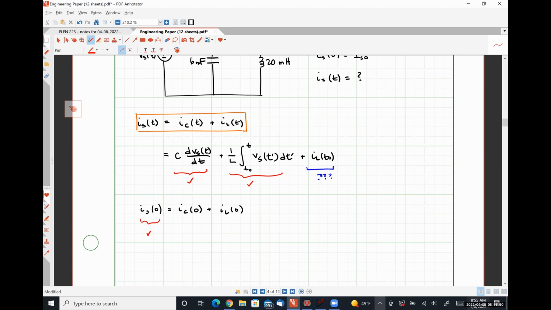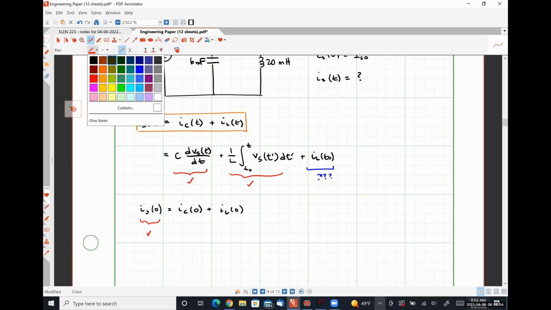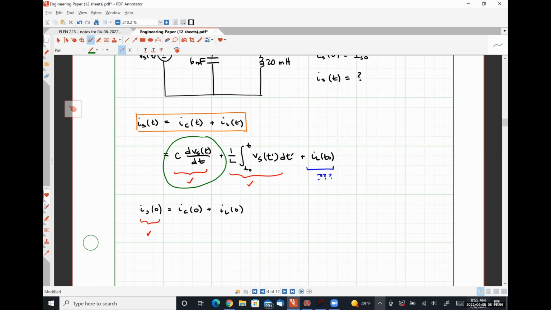Plug in t equals 0 for this guy right here. And then the only unknown quantity we have left is iL at 0. So we solve for this and then plug it in here. So those are the steps that you would take in order to solve this problem.